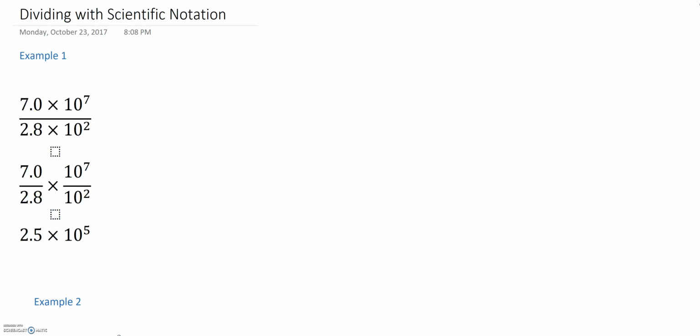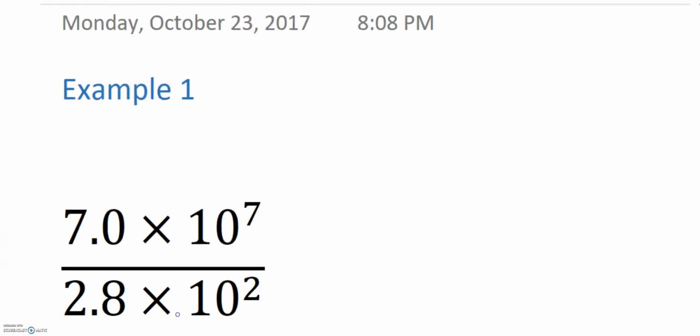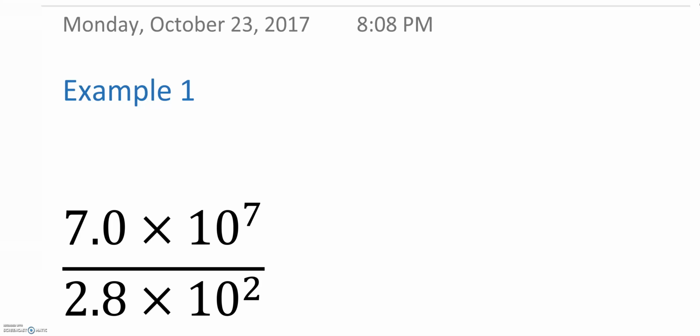Sometimes we're going to divide scientific notation, and here's an example of how to do that. Here I have 7.0 times 10 to the 7th divided by 2.8 times 10 squared.